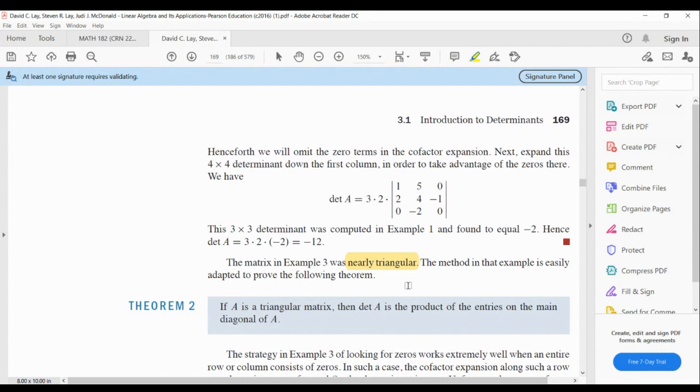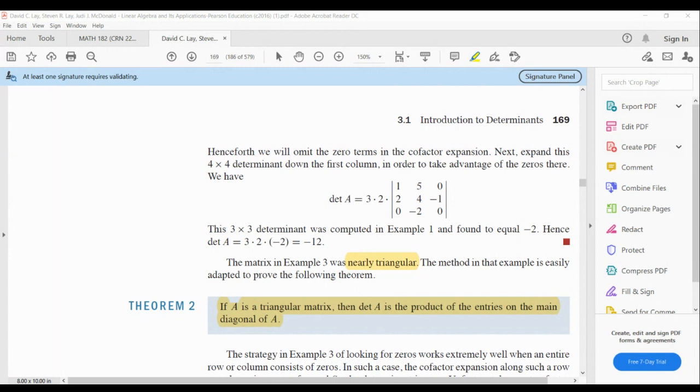So what if this matrix were truly a triangular matrix where all the entries below the diagonal were 0? If A is a triangular matrix, then the determinant is just the product of the entries on the main diagonal of A. Did you notice how we were moving right along the diagonal? So we really like triangular matrices. They're our friends when it comes to computing determinants.